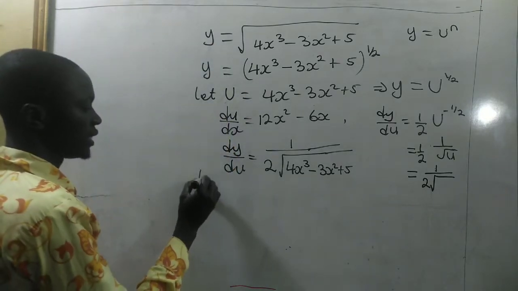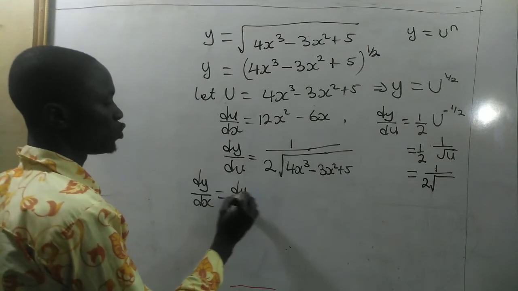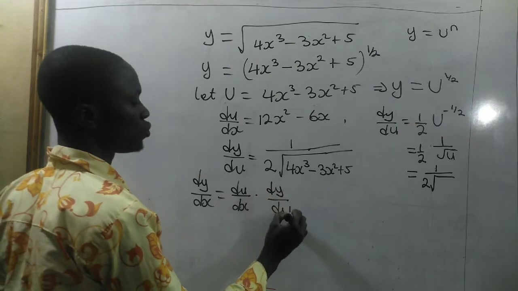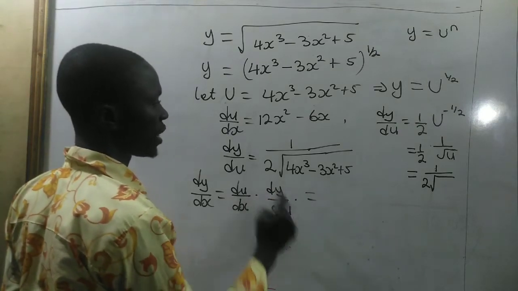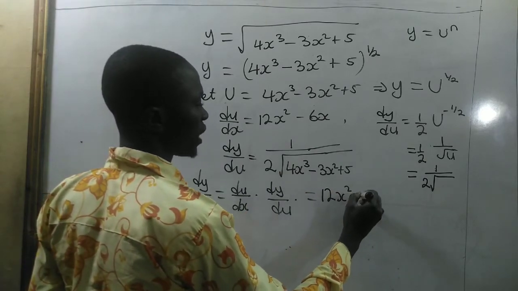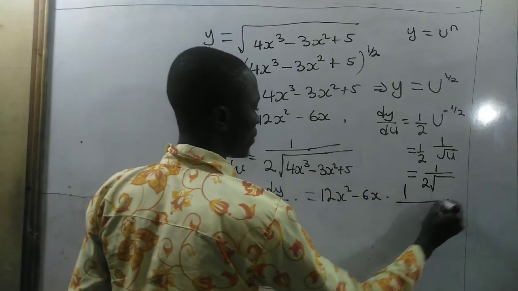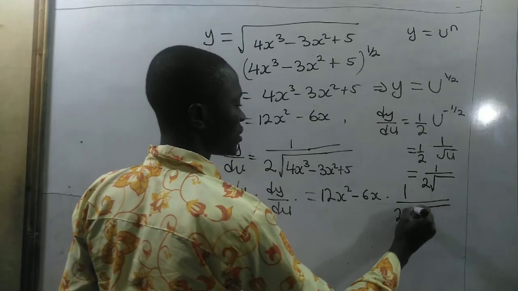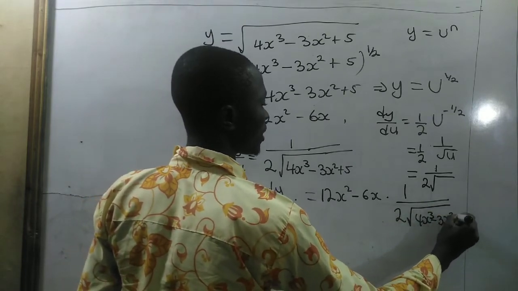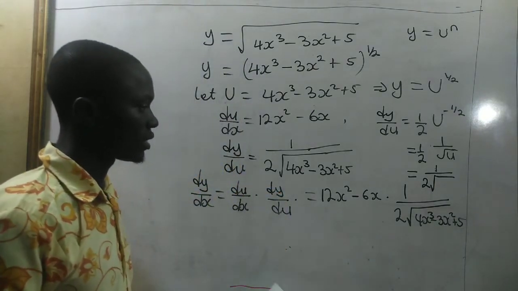Then the derivative of y with respect to x is given by the derivative of u with respect to x times the derivative of y with respect to u. And this is given by 12x squared minus 6x times 1 divided by 2 times the square root of 4x cubed minus 3x squared plus 5. Wow. So how do we do this?